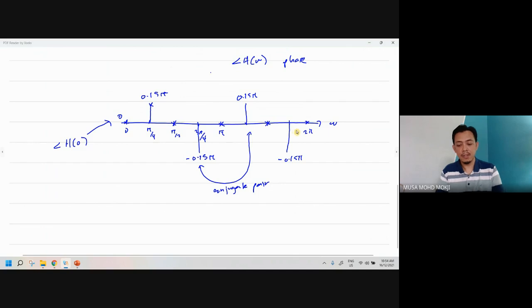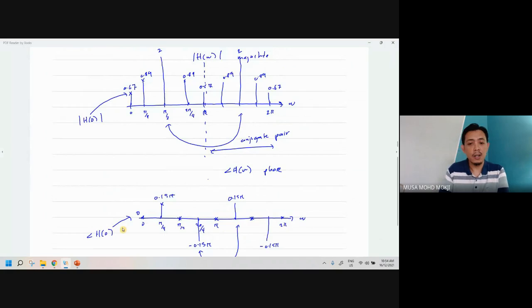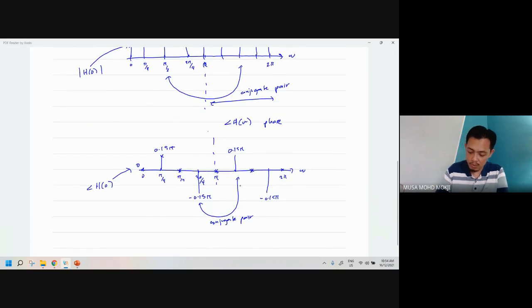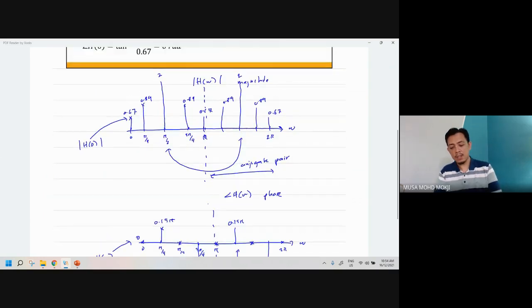Okay, so that's actually the difference between magnitude and phase. Magnitude, everything is totally a mirror. Phase is like an opposite mirror. It changed the sign because of that conjugate. If you do that tangent inverse, it will change sign on phase. Okay, so that's how you do that.